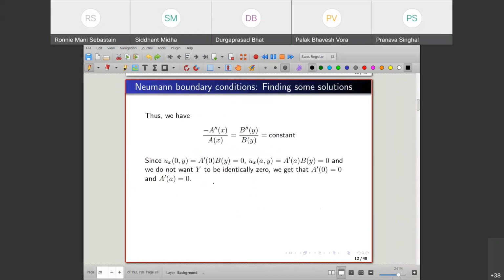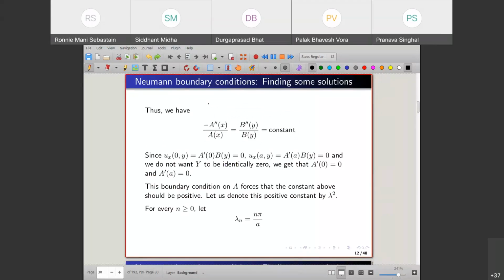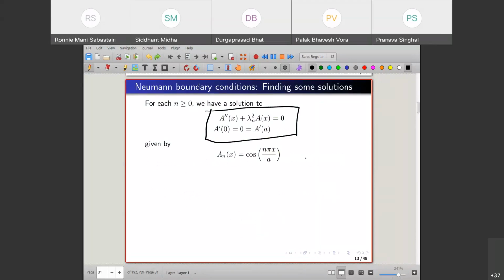So we will have to solve this differential equation. This is the eigenvalue problem we will be looking at. And this has solutions. The eigenvalues are lambda n equal to n pi by a, and for each eigenvalue the solution space is one dimensional.